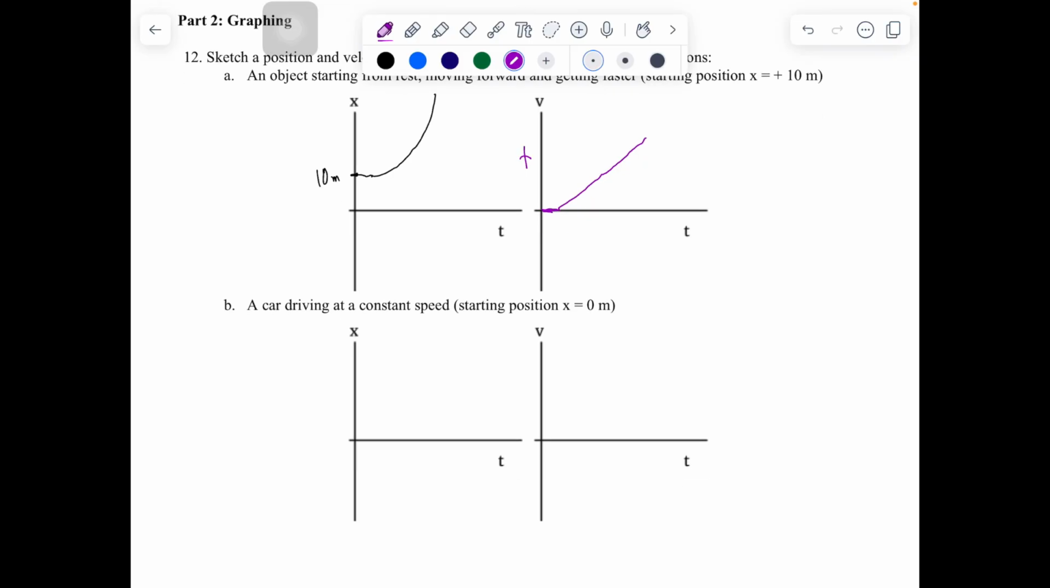Car driving at a constant speed. Alright, starting position of 0. Well, here's 0 meters. Constant speed on a position time graph looks like this. Constant speed on a velocity time graph looks like this.